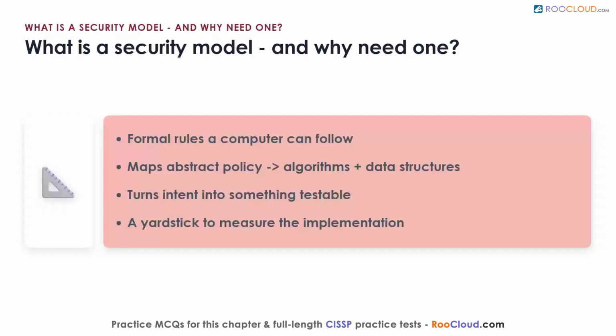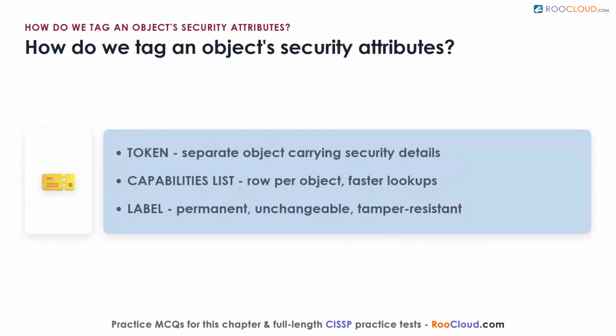How do we tag an object's security attributes? There are 3 common ways to describe what protection an object needs. A security token is a small separate object that travels with a resource and carries its security details, announcing them before access is requested. A capabilities list instead keeps a row of security attributes for each object, and while it is less flexible than a token, it offers faster lookups.